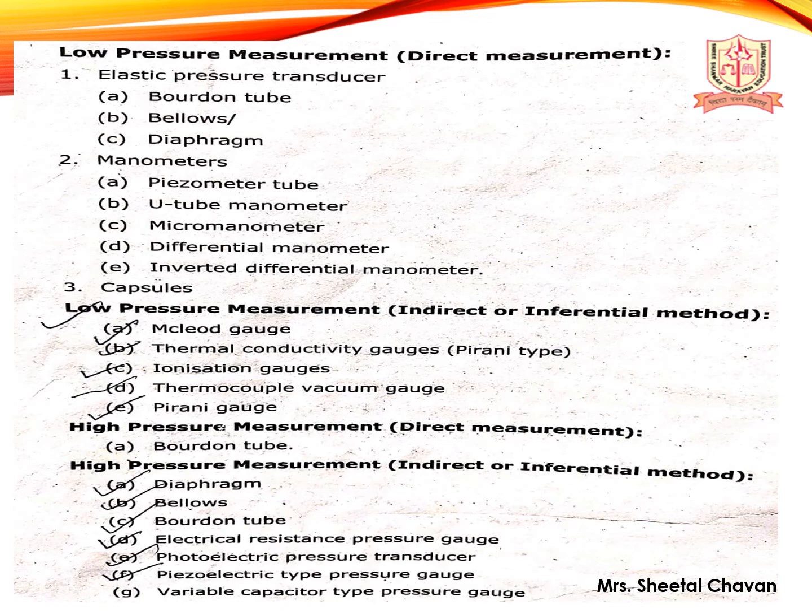Then in low pressure measurement, in the indirect method, there is McLeod gauge, thermal conductivity gauge, ionization gauge, thermocouple vacuum gauge, Pirani gauge. And in high pressure measurement, in direct measurement, the classification is Bourdon tube. And in high pressure measurement, in the indirect method: diaphragm, bellows, Bourdon tube, electric resistance pressure gauge, photoelectric pressure transducer, piezoelectric type of pressure gauge, and variable capacitor type of pressure gauge.